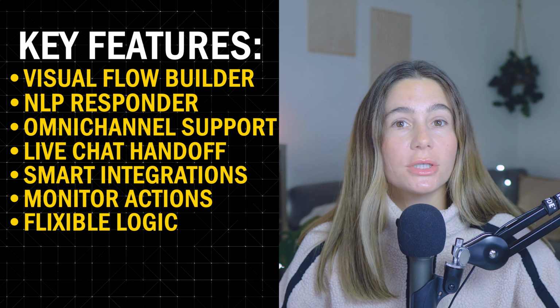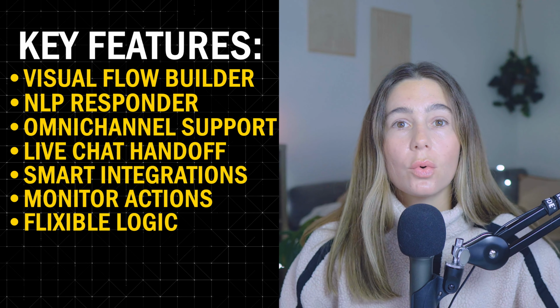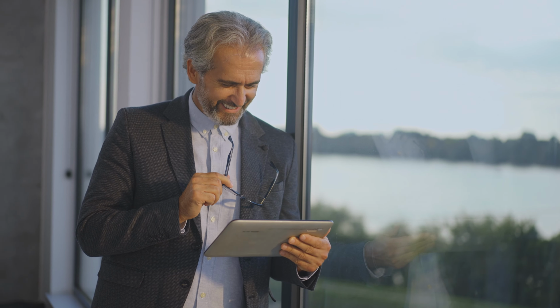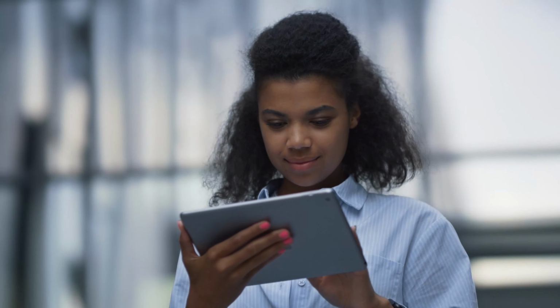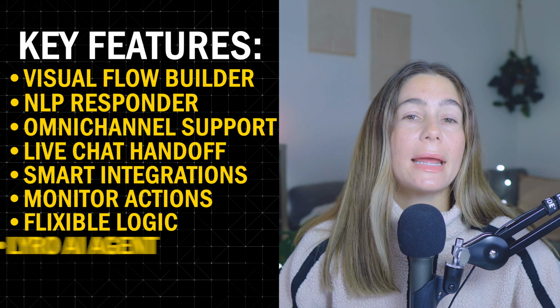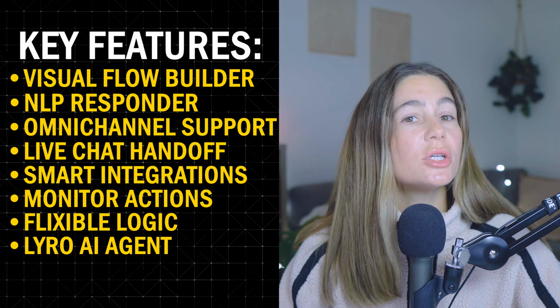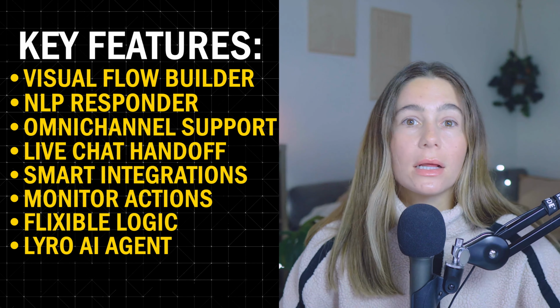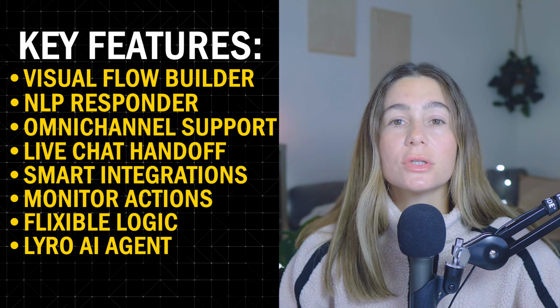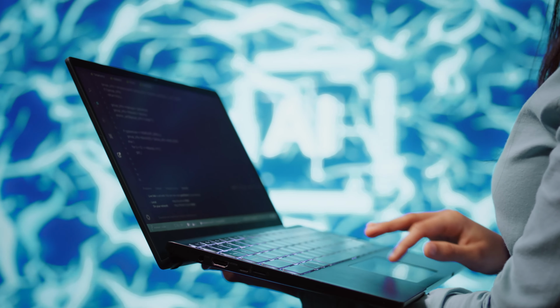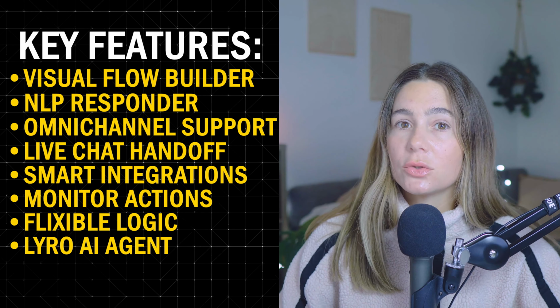You can create branches based on answers, time of day, or user data. This helps you deliver more personalized responses and guide visitors towards the information that they need. Some plans also include an AI agent called Lyro, which can answer questions using a knowledge base. You essentially provide articles or FAQs, and Lyro searches through them to generate a response. This is handy for more complex inquiries that don't necessarily fit into a pre-built flow.